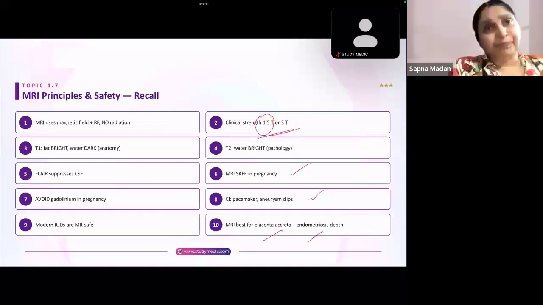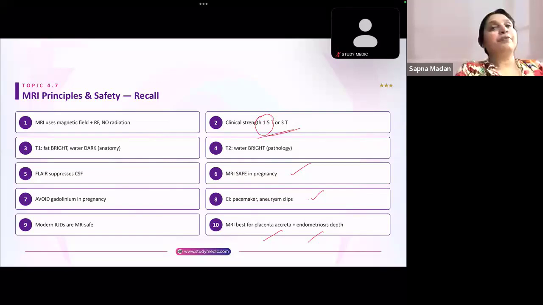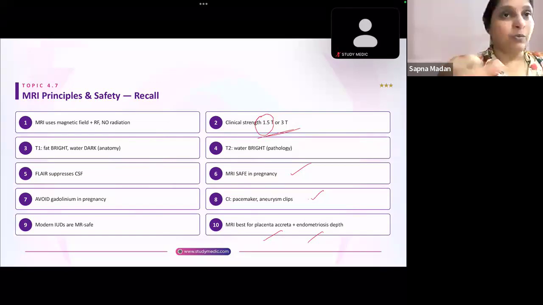But what is the first line investigation for placenta accreta? It is TVS. If in the TVS you're not able to make out what grade of placenta accreta it is, whether it is increta or percreta, if it is indeterminate, then you move on to the MRI. The first line will remain ultrasound.